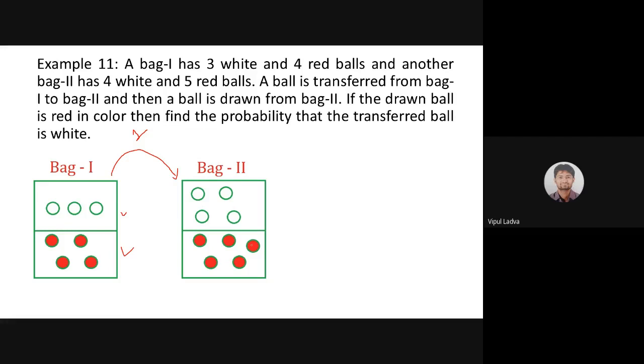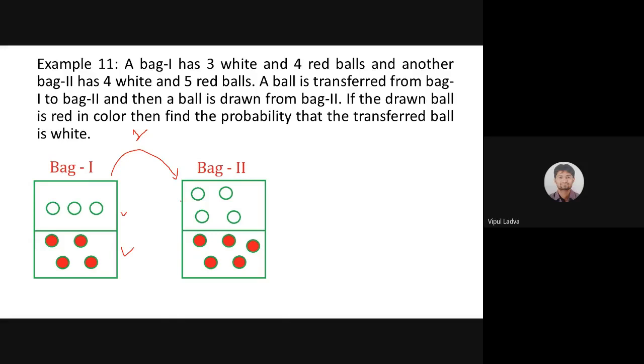And after that particular transfer, we will draw one of the balls from bag 2. Now, if the drawn ball is red in color, अगर bag 2 में से जो ball मैं draw कर रहा हूँ, that is red in color, that is a condition. Observe, if the drawn ball is red in color, then find the probability that the transferred ball was white.